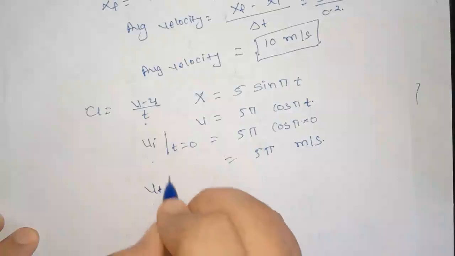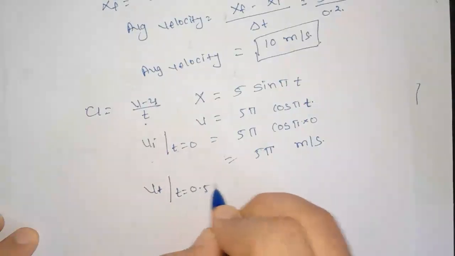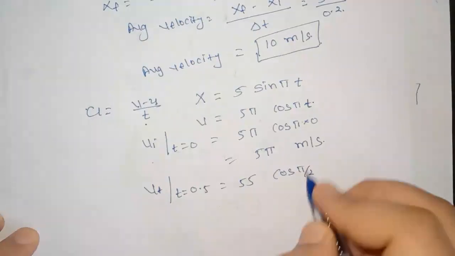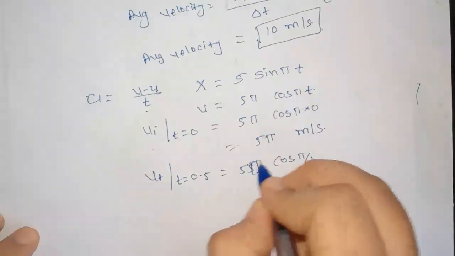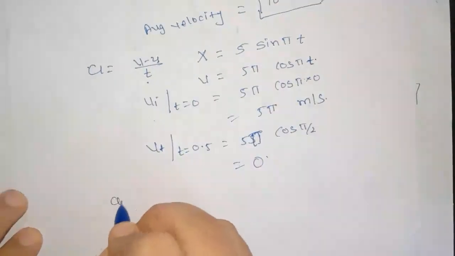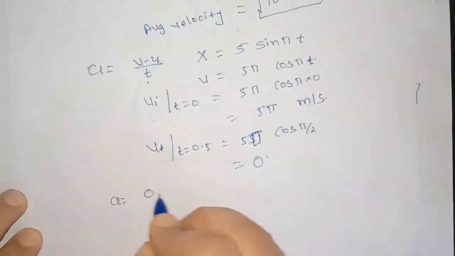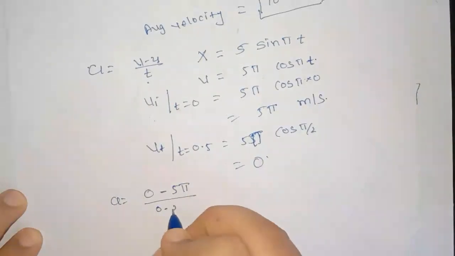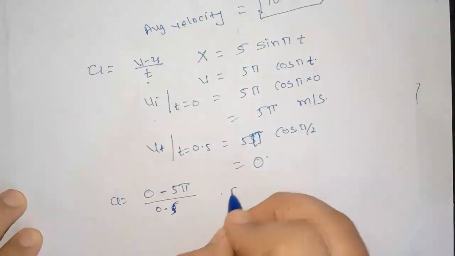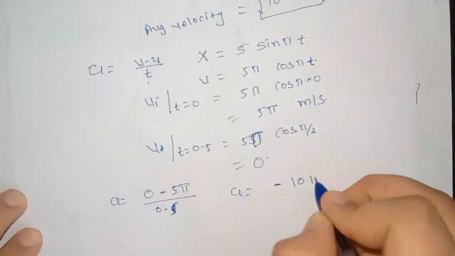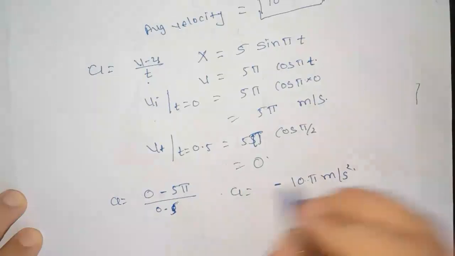The final velocity at t equals 0.5 second will be 5 pi into cos pi by 2. Cos pi by 2 is 0. So final velocity will be 0. So average acceleration will be 0 minus 5 pi divided by 0.5. So acceleration will be minus 10 pi meter per second square.